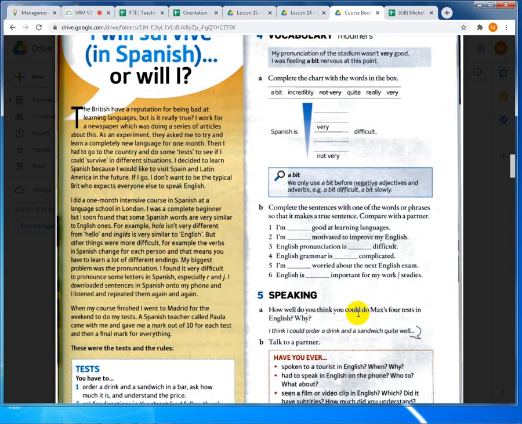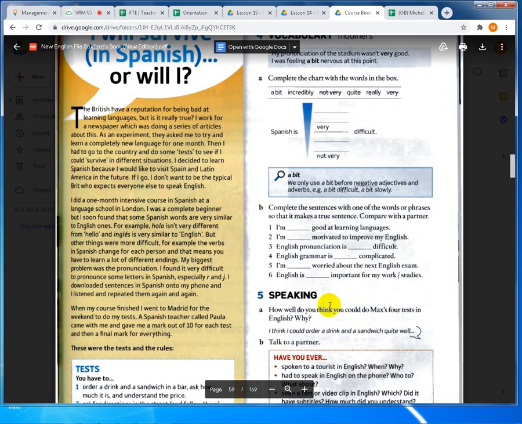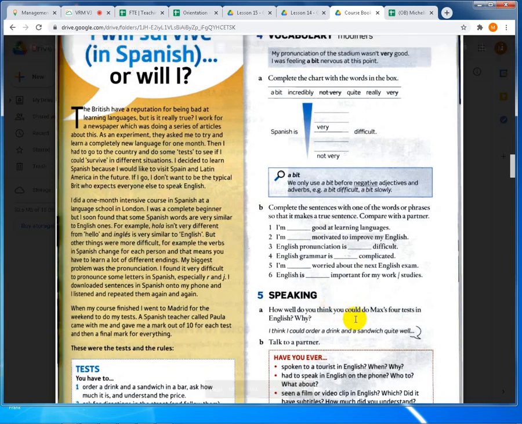Number three is English pronunciation is very difficult. Okay, so you used the modifier very. Don't forget to write it down in the chat box, Lynn, okay? Let's have number 4.